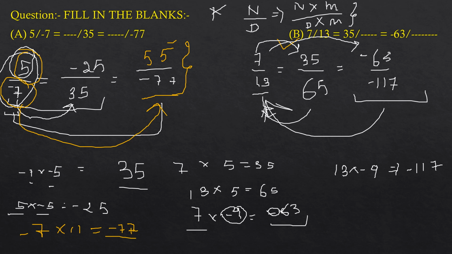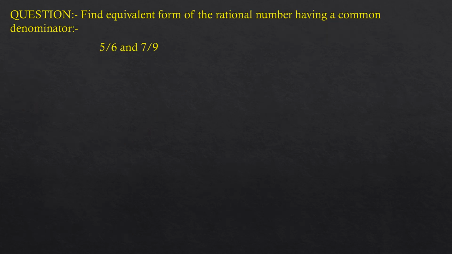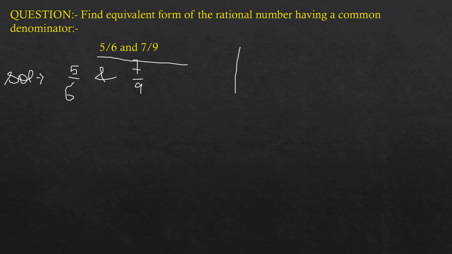Alright, let's proceed now. What we have to do here is find the equivalent form of the rational numbers having a common denominator. We have to make them like rational numbers. As we have done in fractions, we will do the same. We are given 5 by 6 and 7 by 9. First of all, we will take out the LCM of 6 and 9. We will follow the same procedure as in fractions. If you haven't seen that video, then please go and watch it.